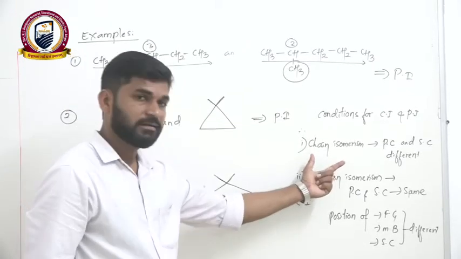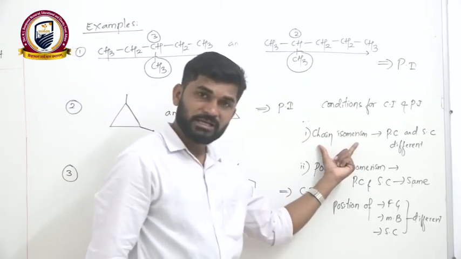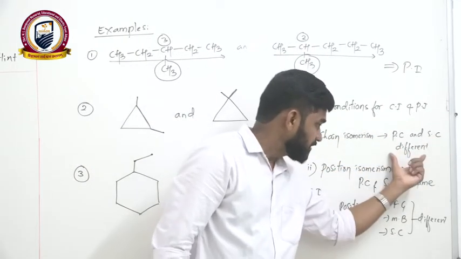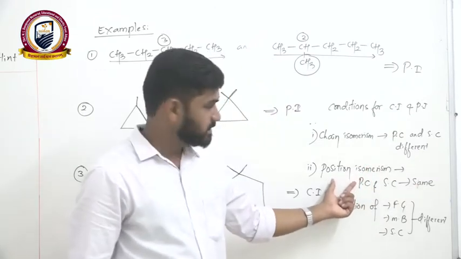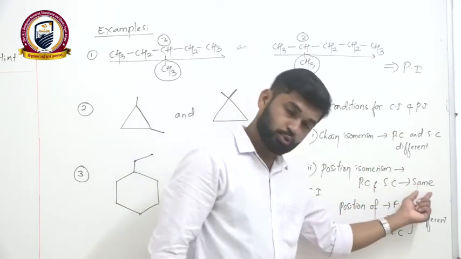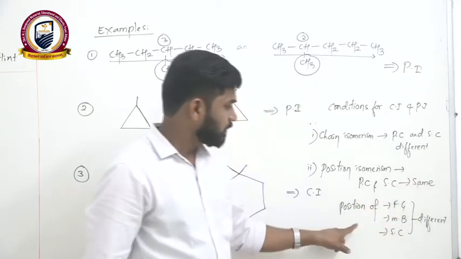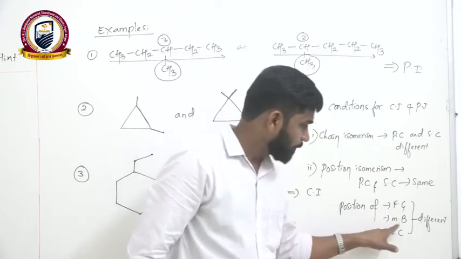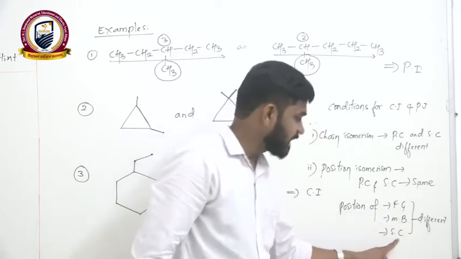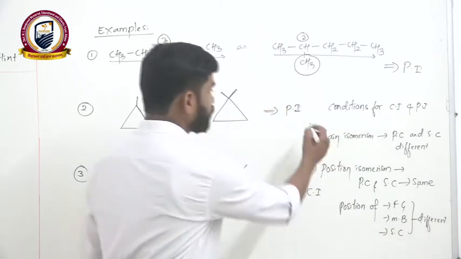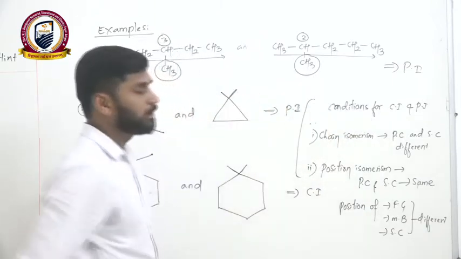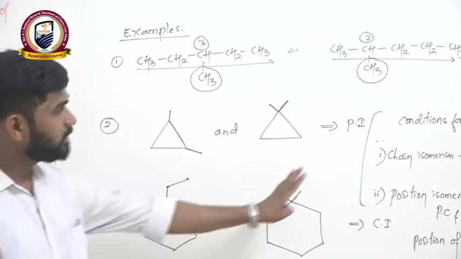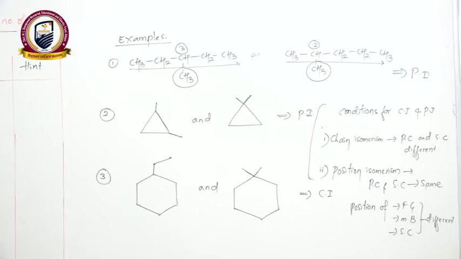Look at the conditions here. If the compound is exhibiting chain isomerism, what is the condition? Parent chain as well as side chain should be different. And in case of position isomerism, parent chain and side chain should be same, and the position of functional group, position of multiple bonds, position of side chain should be different. These two conditions will help to find out whether the given compound is exhibiting position isomerism or chain isomerism. Okay.